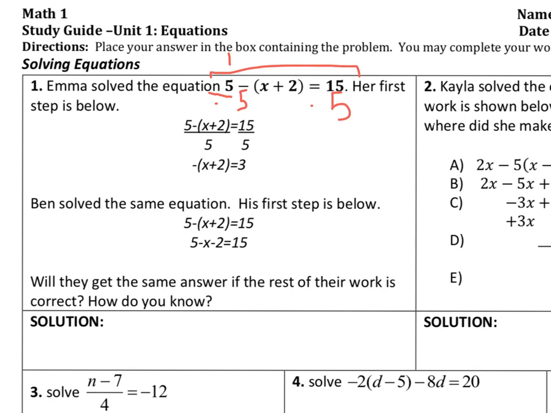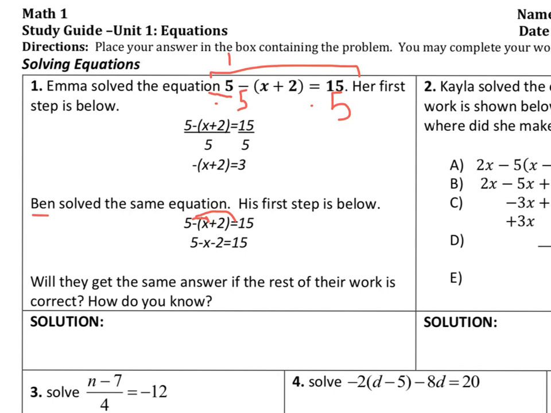So let's calm down and take a look at what Ben did. So it looked like Ben distributed this negative here. The stylus is not doing very well right now. It looks like he distributed that negative. So then it left him with 5 minus x minus 2 equals 15. And then he's going to combine like terms and get the x by itself.